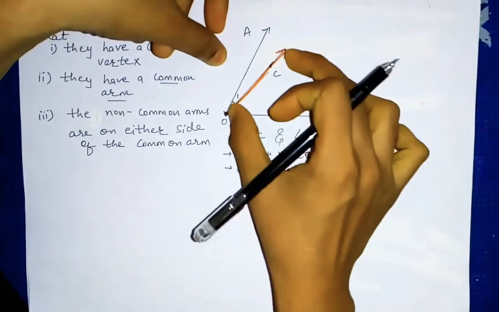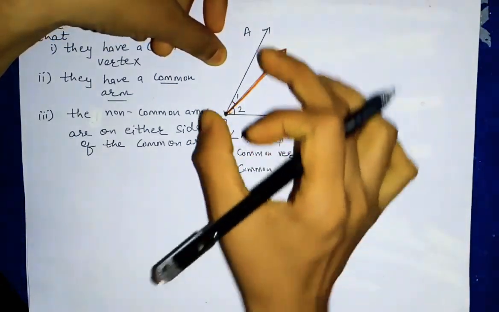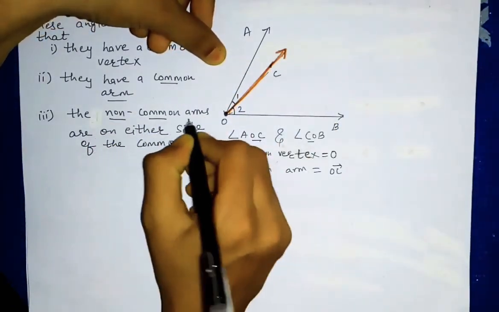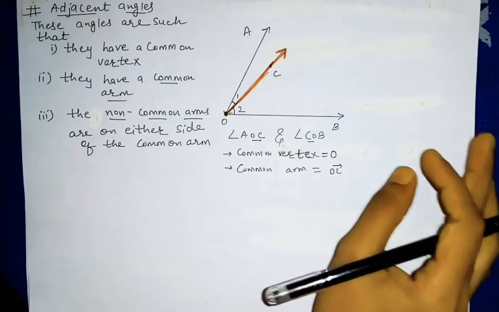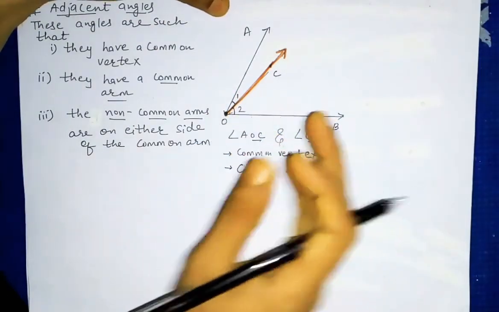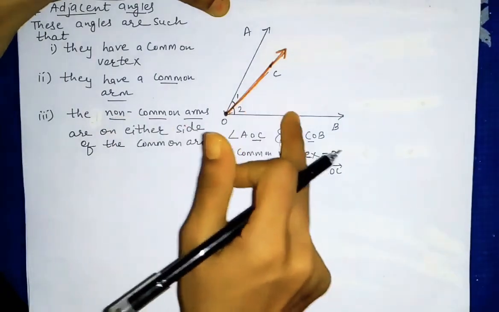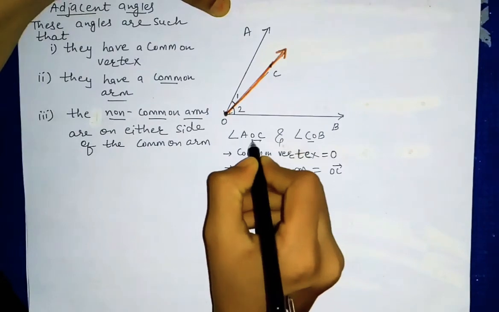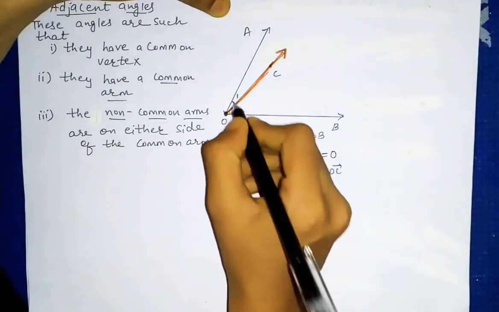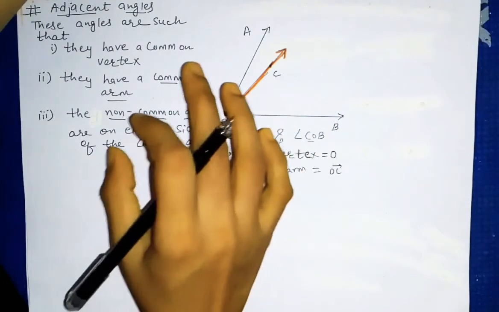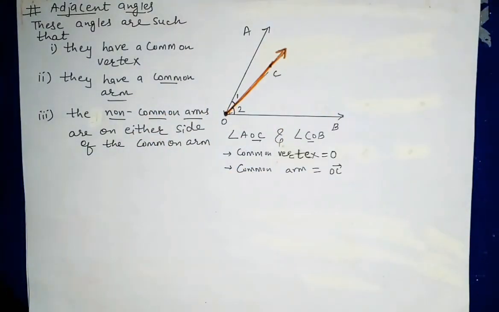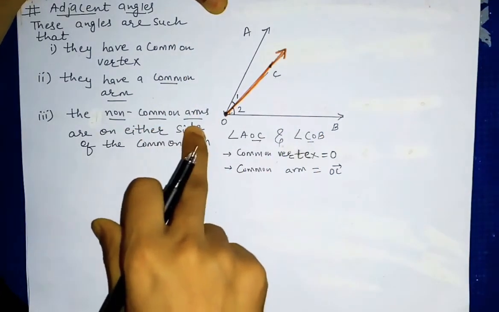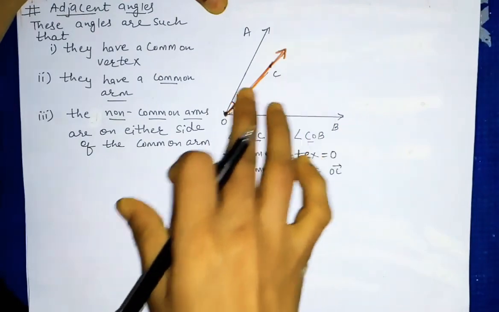ये दोनों अलग अलग है. ये बीच वाला पार्ट है OC, वही दोनों में सेम है. So that is common, and these both are not common. ये दोनों आर्म है, that is called non-common arms. They are non-common means they are not common, and they are on either side. So the third condition is also fulfilled. So both angle AOC and angle COB, meaning angle 1 and angle 2, are adjacent angles. So this is one example of adjacent angles. A common vertex point should be there, a common arm should be there, and the non-common arms should lie on either side of the common arm.